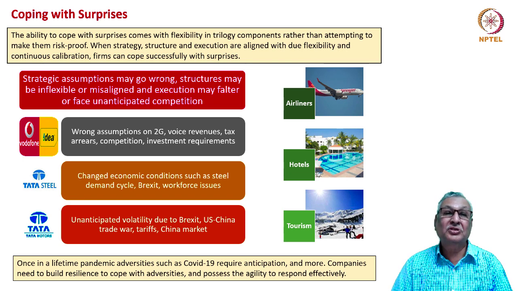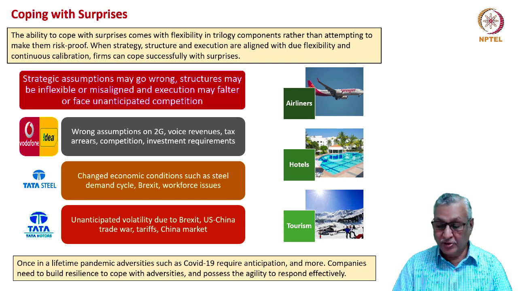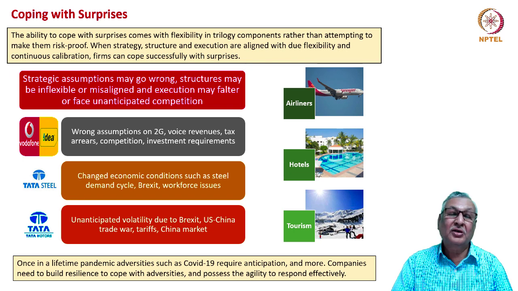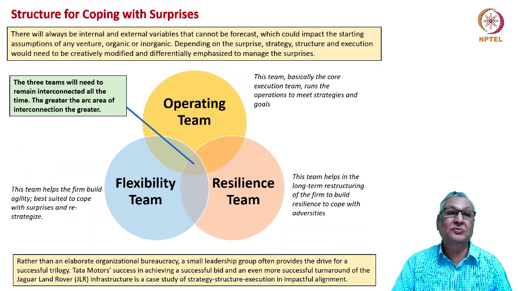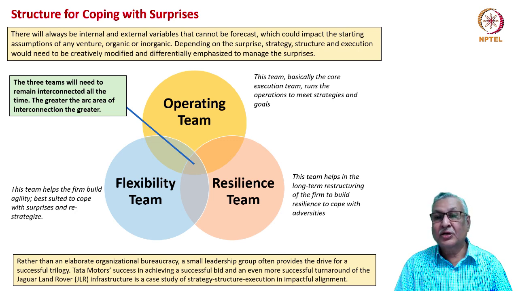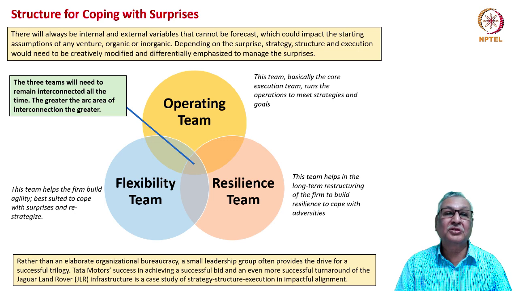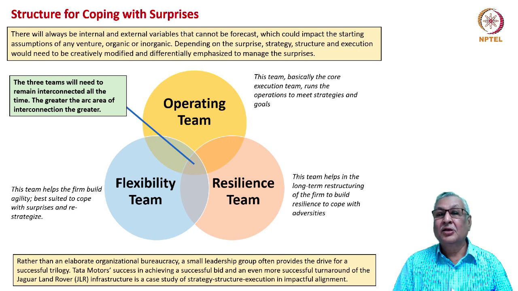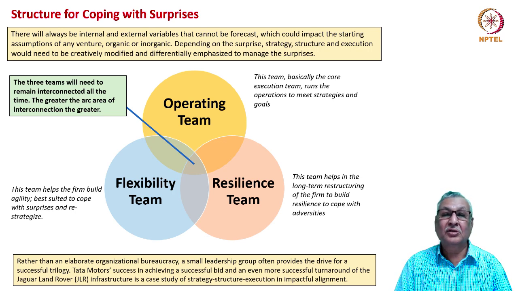So coping with surprises and handling them with anticipation and learnings is an important aspect of crisis management and proactive leadership in the face of crisis. To be able to cope with surprises, it is not possible that established structures would be fully adequate. There will always be internal and external variables that cannot be forecast, and these could impact the starting assumptions of any venture, whether it is organic or inorganic. Depending on the surprise, strategy, structure and execution would need to be creatively modified, and they also need to have different levels of priority to manage the surprise.